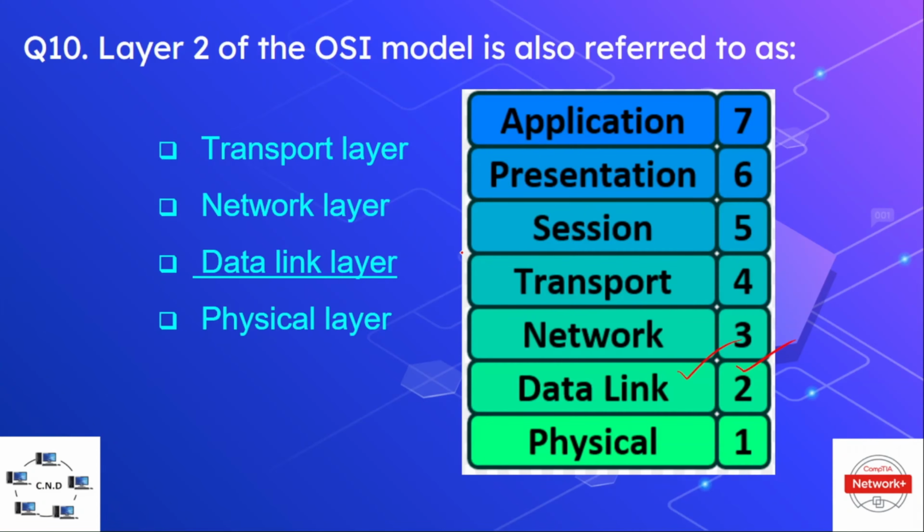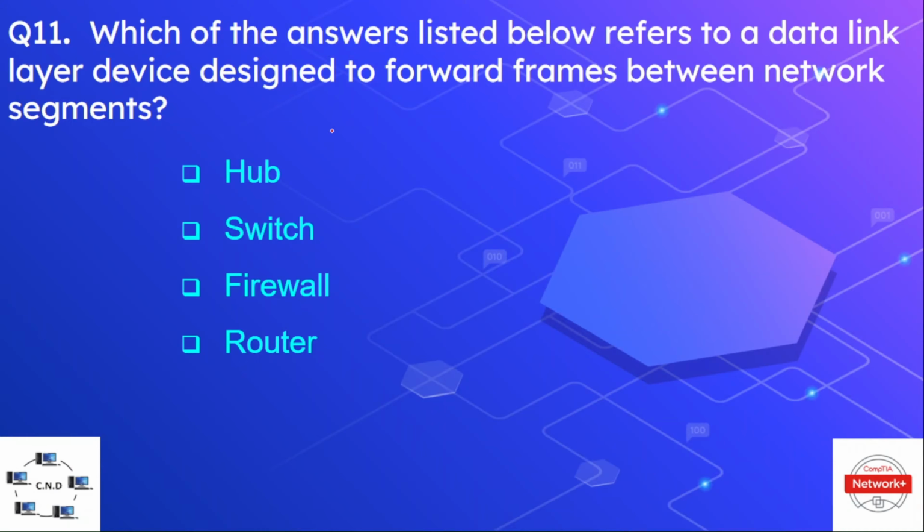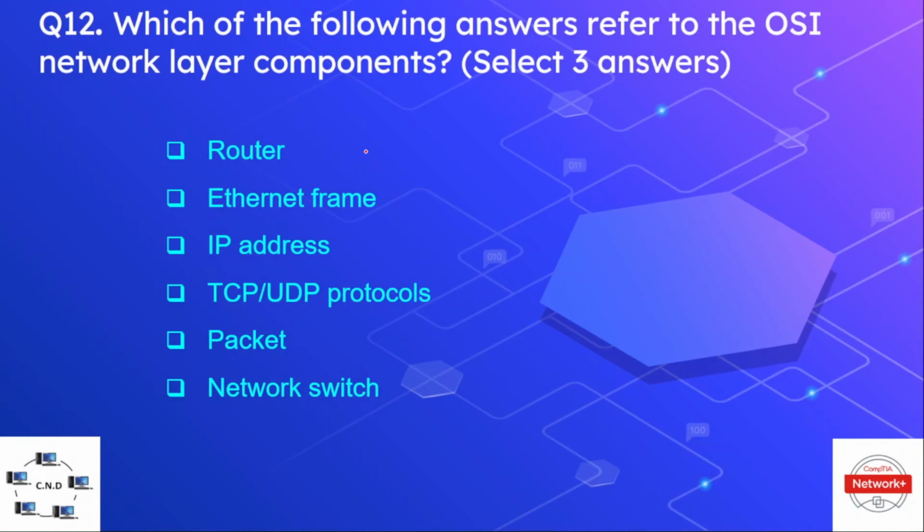That is question number 11, and it is: which of the answers listed below refer to a data link layer device, that is a layer 2 device, designed to forward frames between different network segments? And the options are hub, switch, firewall, and router. As we already studied, the switch or the network switch works at layer 2 or the data link layer.